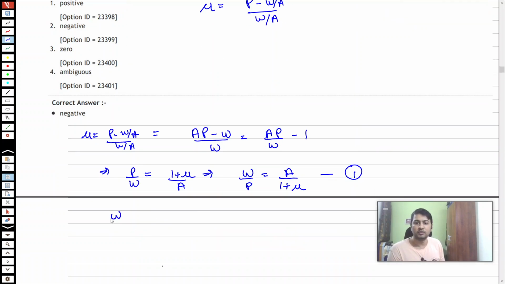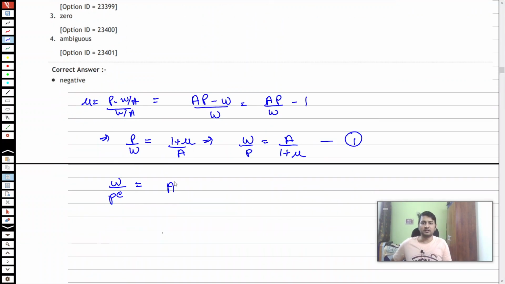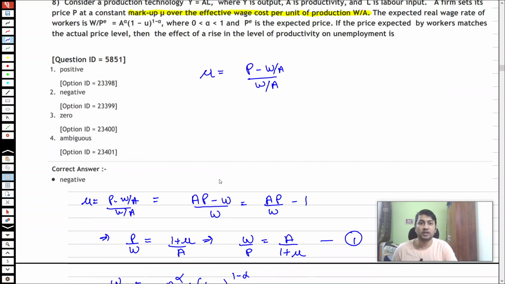So W by PE equals A to power alpha into (1 minus U) to power 1 minus alpha. I forgot what it was, A to power alpha into (1 minus U) to power 1 minus alpha. So that is your workers' real wage, the wage-setting equation.